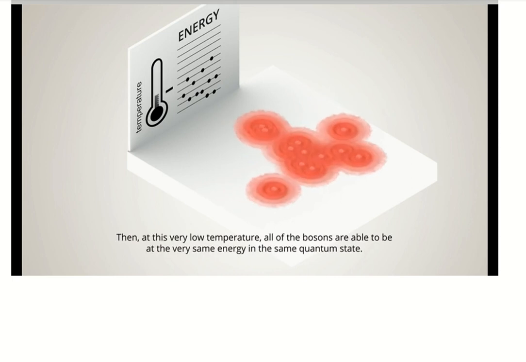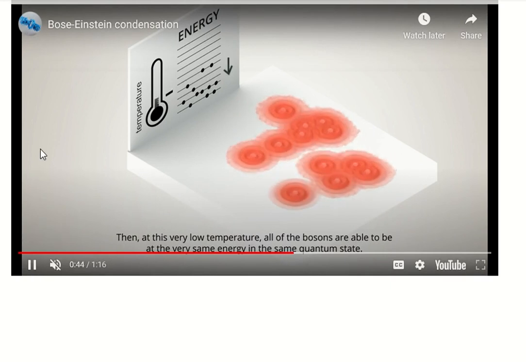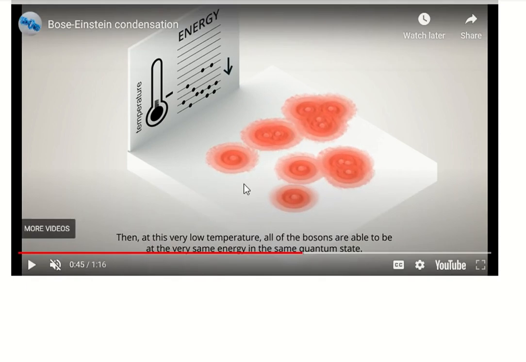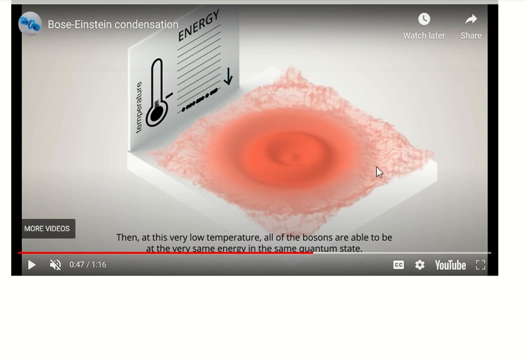So now the wave functions have strongly started to overlap. Okay. So you see at low temperatures, all of the bosons are able to be at the very same energy in the same quantum states. So you see this is the ground state, and now most of the particles have come to the lower levels, but still we have not reached yet the T0 or Bose-Einstein condensation temperature. So still they are moving, and now all of a sudden when we reach the ground state, what happened here? Can you see? They all dropped down to one energy level. If you see here the energy level on this chart, and what happened to the wave functions?